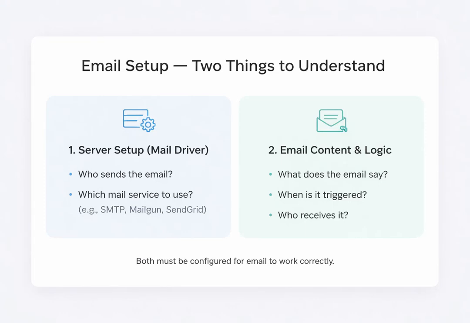Before implementing email notifications, there are two important things to understand about how email works in a Laravel application. The first is the server setup. This means deciding which mail service or driver will actually send the email. This could be something like SMTP, Mailgun, or SendGrid. Essentially, you need to configure from whose server the email is being sent. The second part is the email logic itself, what the email says, when it gets triggered, and who it gets sent to. Both of these pieces need to be in place before emails can work correctly.